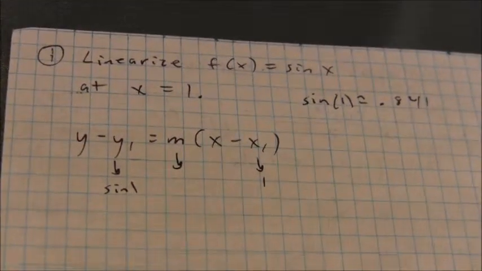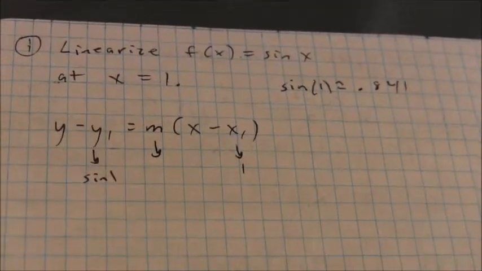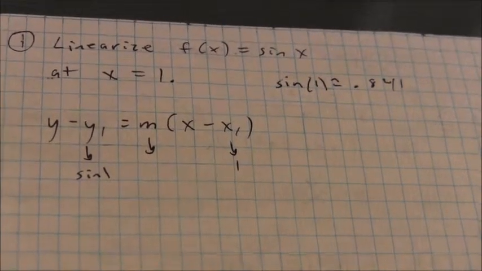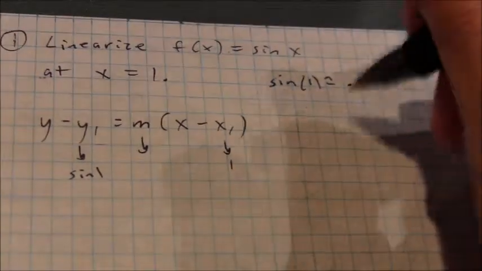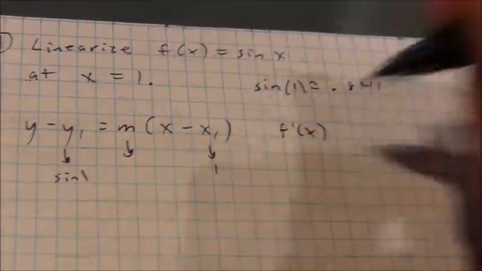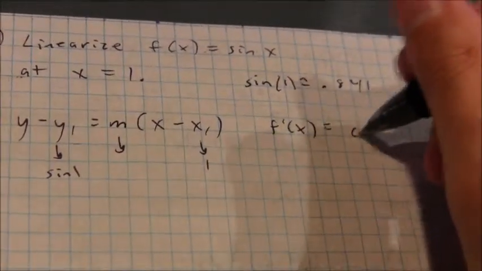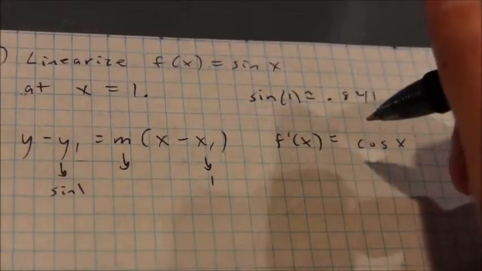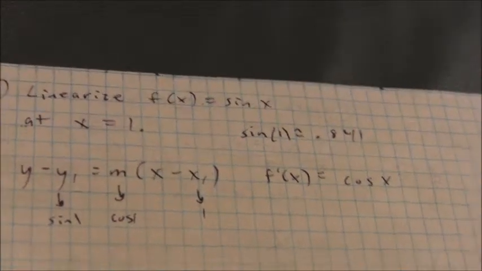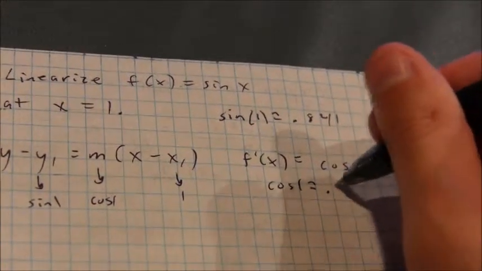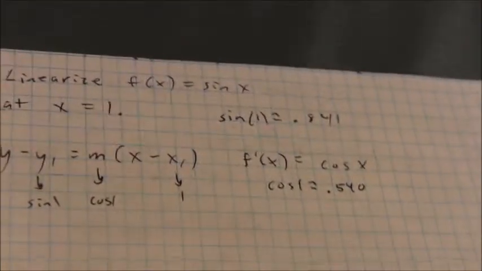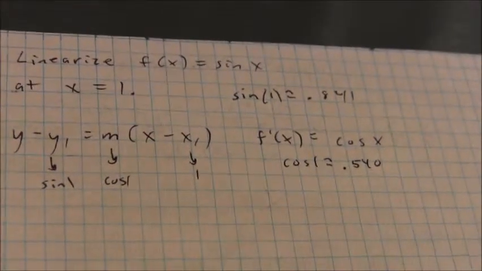Well, pretty straightforward. We know that the slope of a curve is going to be equal to the slope of the tangent at that point. So f prime of x is equal to cosine of x. So the slope is going to be cosine of 1 at that point. Cosine of 1 is approximately 0.540 should you need to make the substitution.